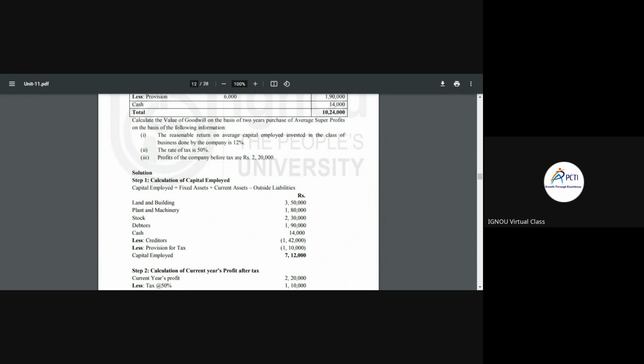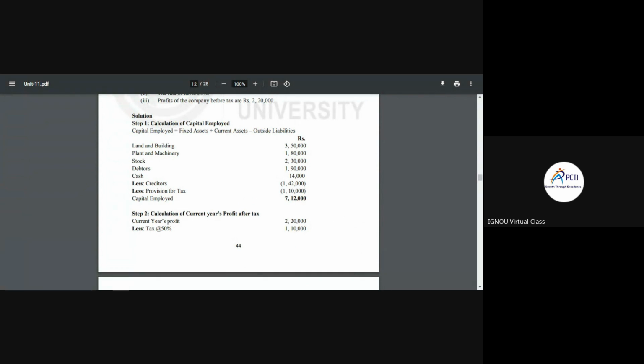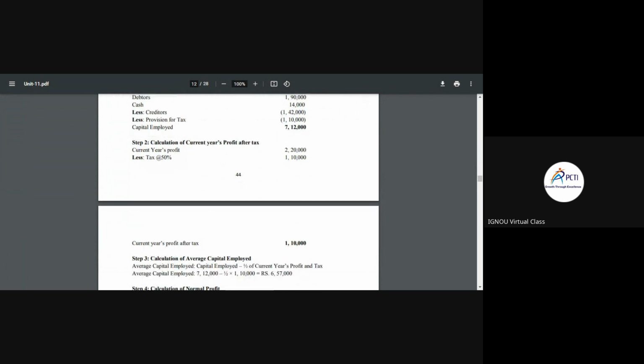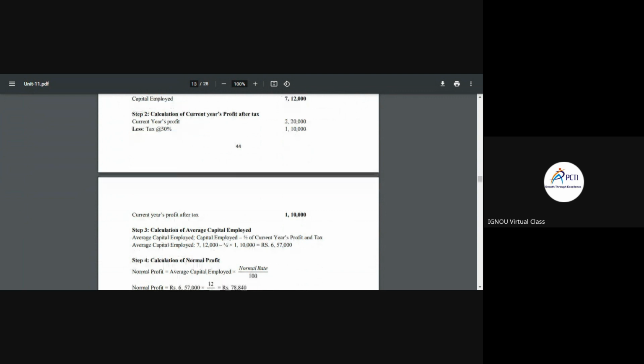The first step is to calculate the capital employed. We already discussed the formula: all the fixed assets added to current assets, and deduct outside liabilities. In this question, we have land and building, plant and machinery, stock, debtors, cash, and from this we deduct creditors and provision for tax, and in the end we get capital employed. In step 2, calculation of current year profits after tax, we have current year profit, then we deduct tax at the rate of 50%. In the end, we get the current year profit after tax.